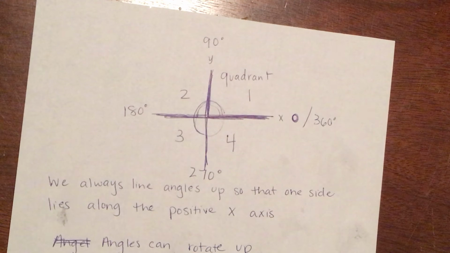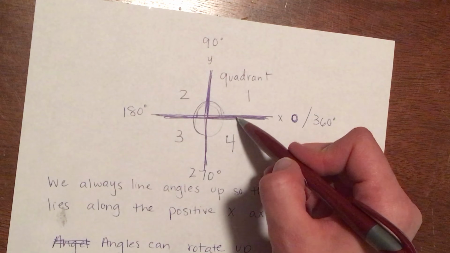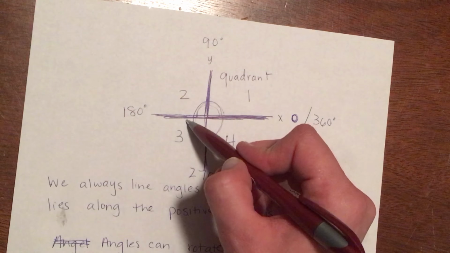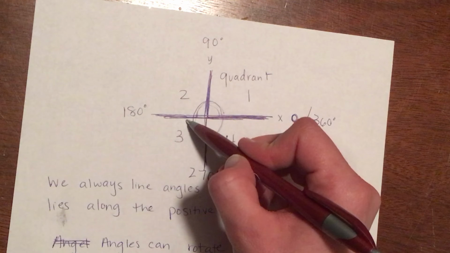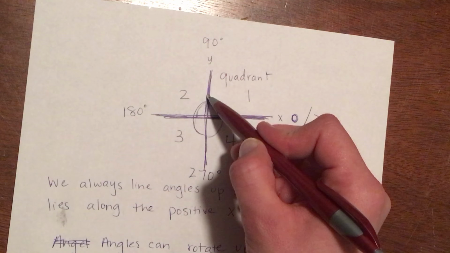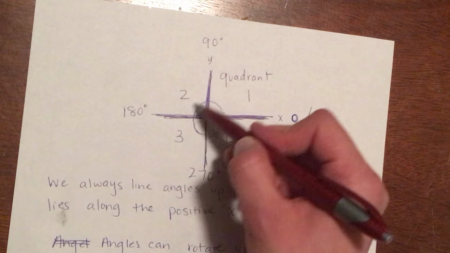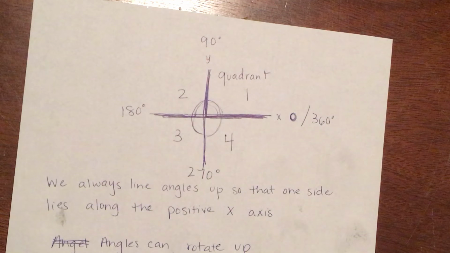So these are all positive numbers. I could just reverse everything to get negative numbers. Open down, negative 90, backwards, negative 180, up, negative 270, and then back to where I started. If I open down to get there, it'd be negative 360.